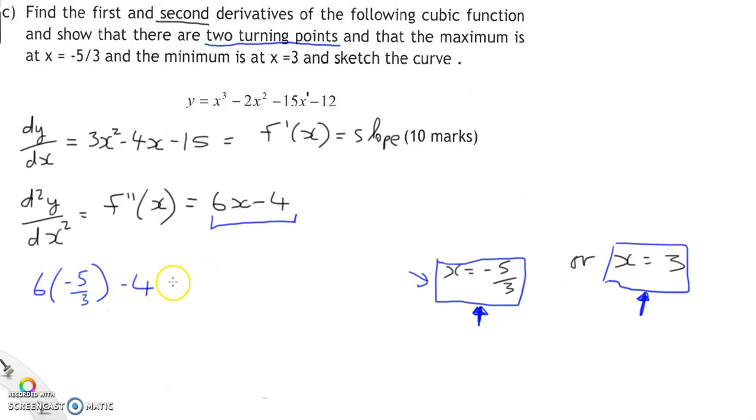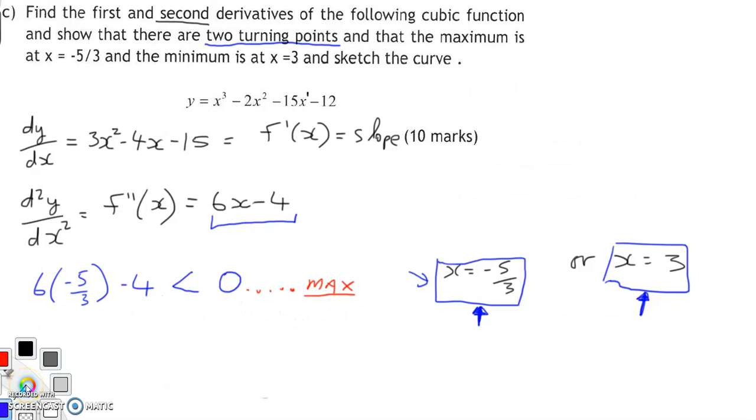And we want to know if this here is going to be greater than or less than 0. Now it's going to be less than straight away without actually working it out, because this is 6 times a minus number minus a 4, so it's all going to be minus. So this here evaluates to being less than 0, right? And because the second derivative using this value of x is less than 0, this means that the turning point at x equals minus 5 over 3 is a local max.